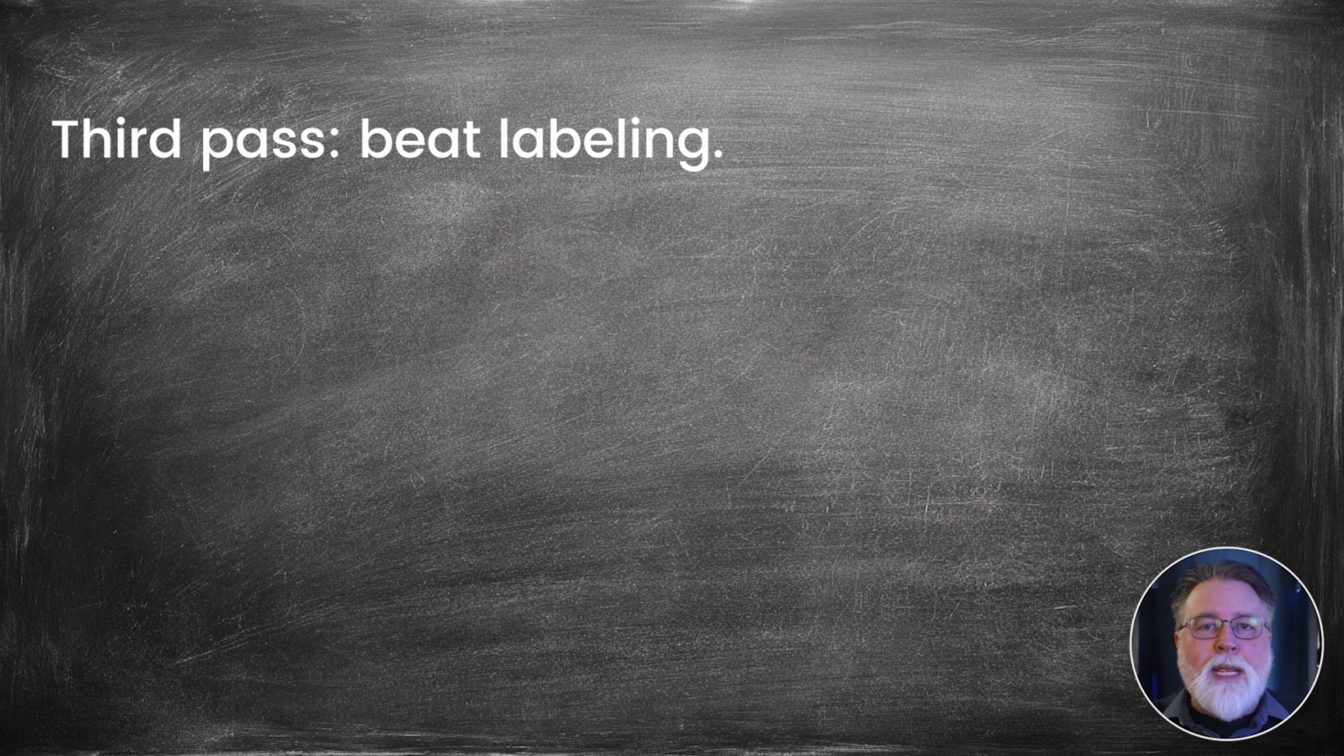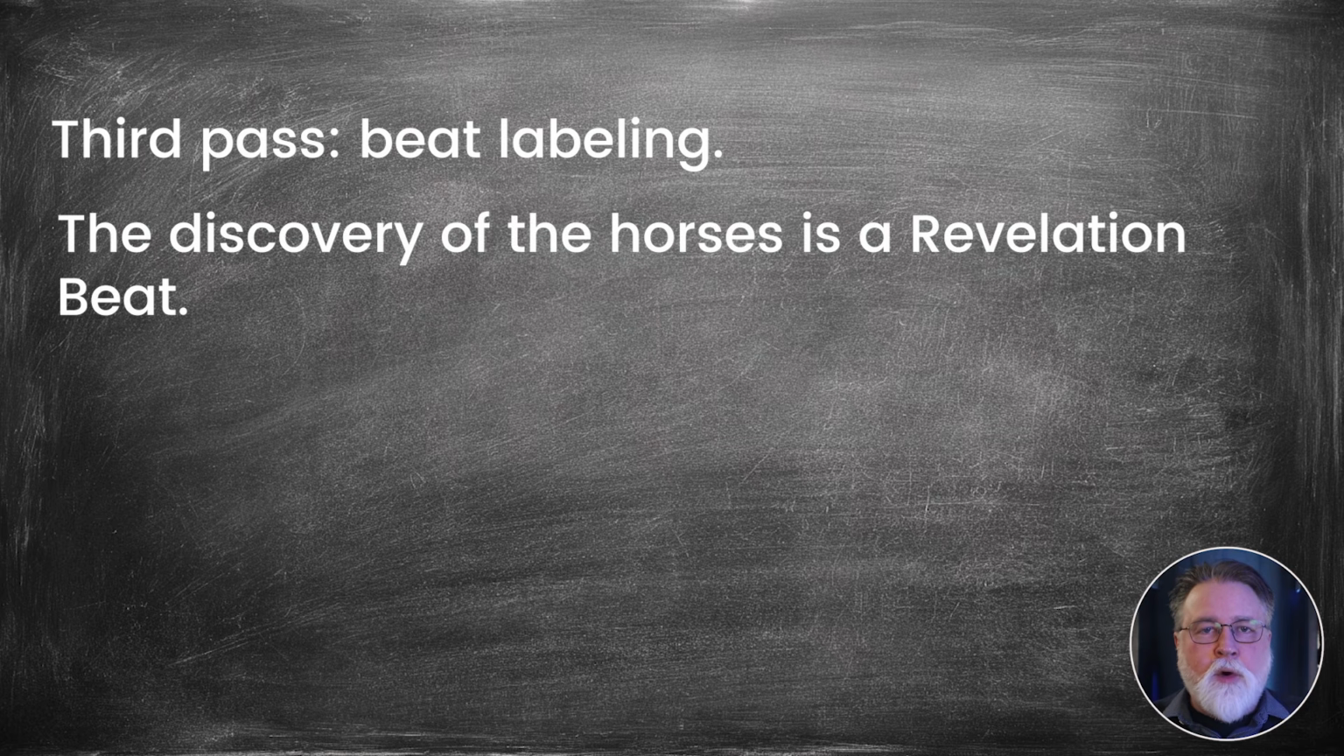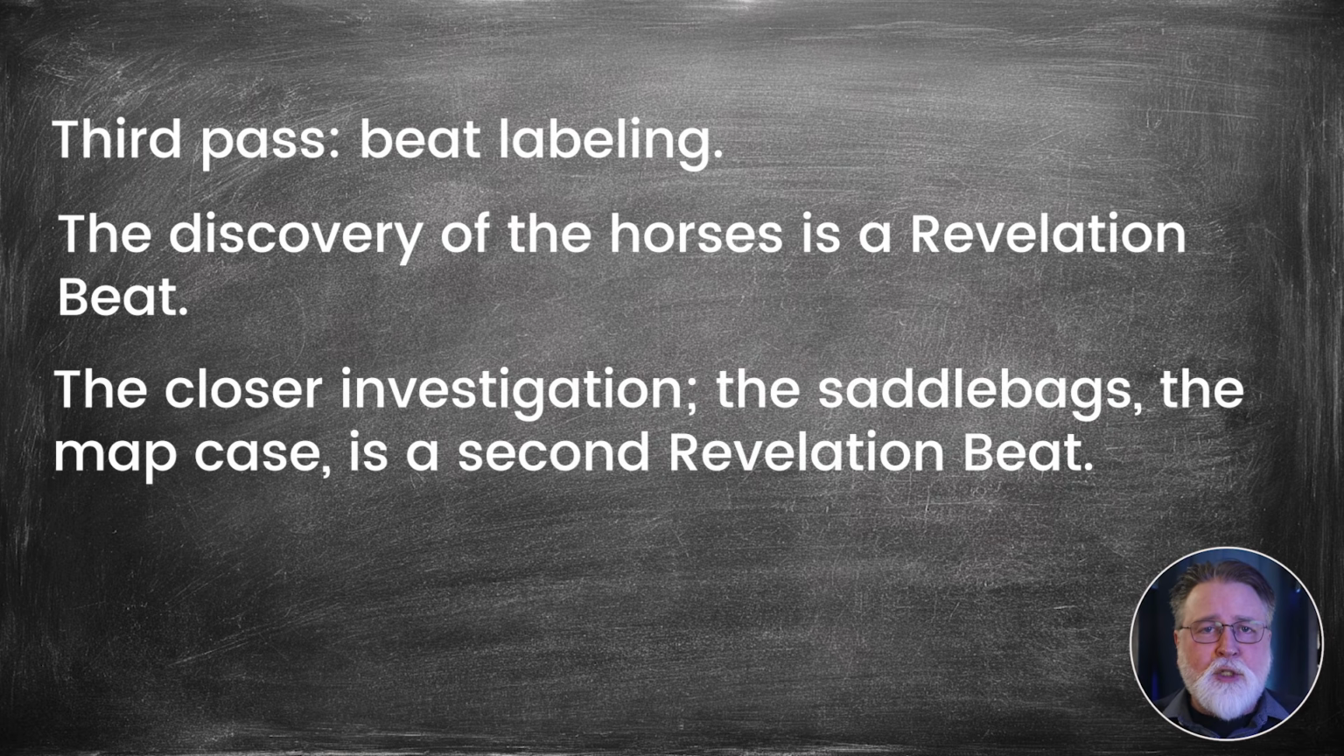The third pass is beat labeling. The discovery of the horses is a revelation beat. The world is presenting evidence that something happened here, and the physical details, the arrows, the blocked path, the embankment closing in on both sides, are shifting the player's understanding of their situation with each new piece. The closer investigation, the saddlebags, the map case, is a second revelation beat. The frame shifts again. What looked like an ambush now looks like a targeted theft. The mission has changed shape.